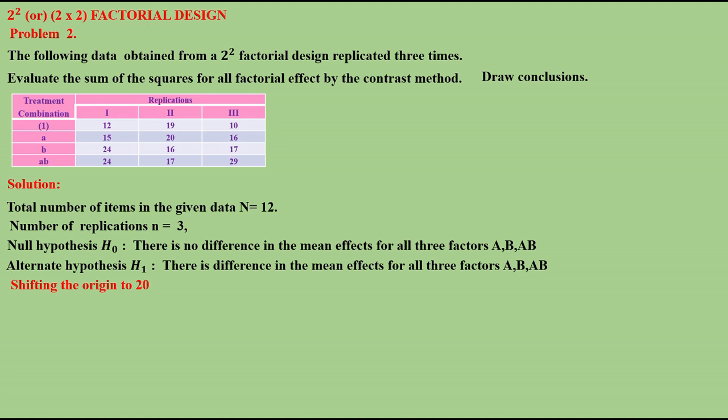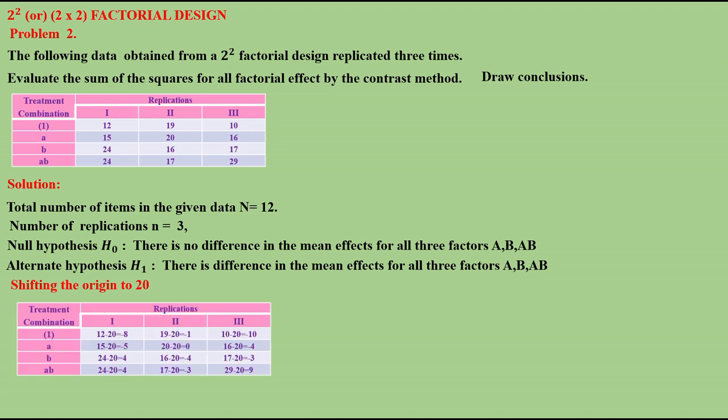Shifting the origin to 20, so subtract 20 from each and every number in the given data, and you will get the new data. We are going to use this data for our calculation of ANOVA. So for the ANOVA calculation, the treatment combinations are (1), A, B, AB. Here small a and capital A are both the same, and instead of small b I am sometimes using capital B, so don't get confused. Then the values, number of replications 1, 2, 3. I am using the revised data from the previous table.